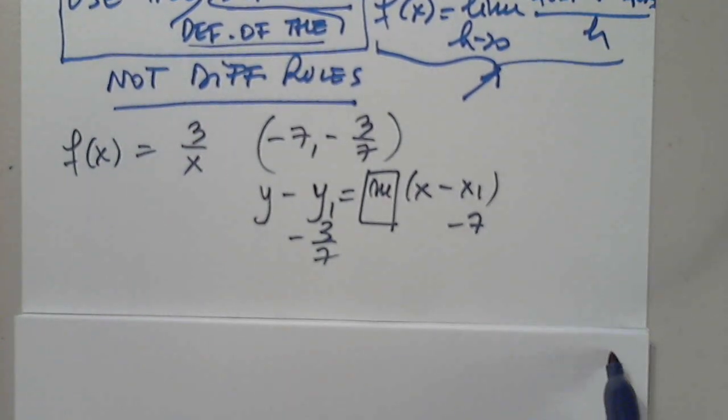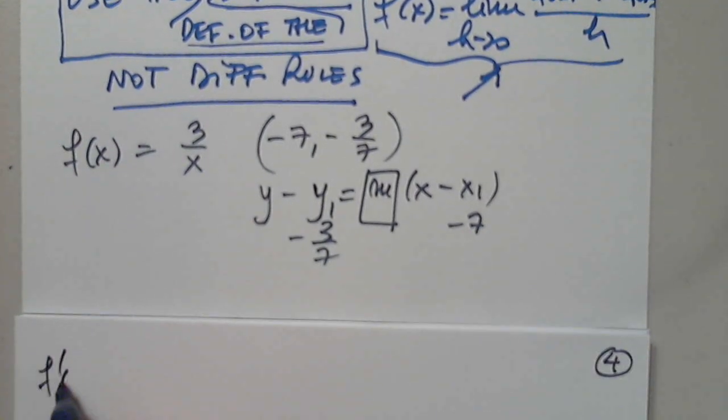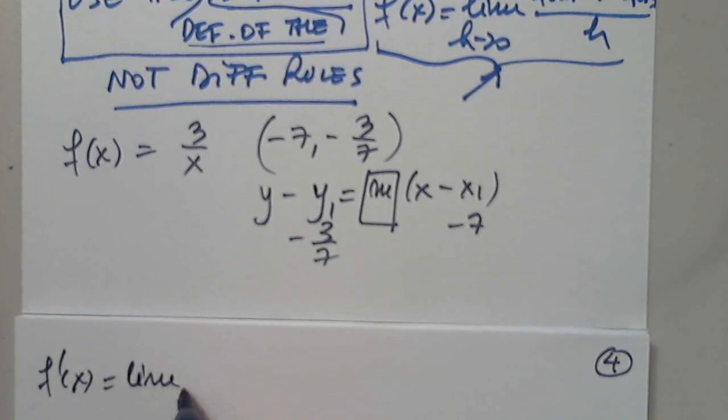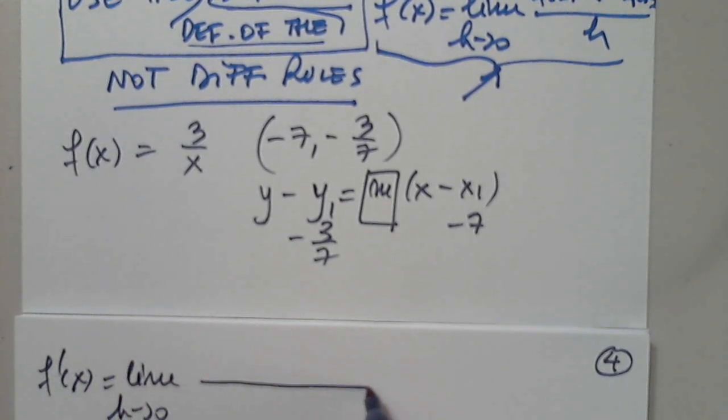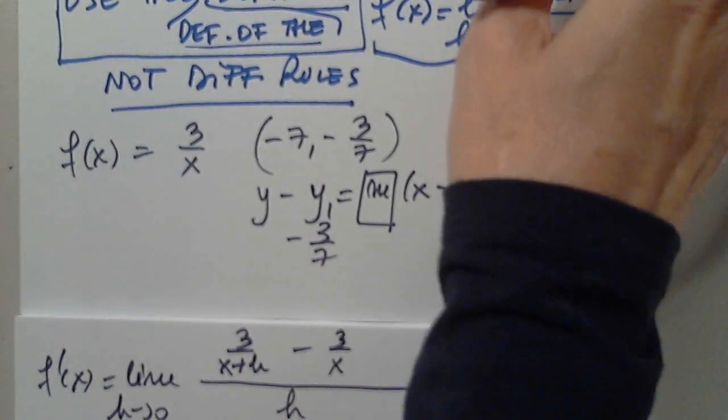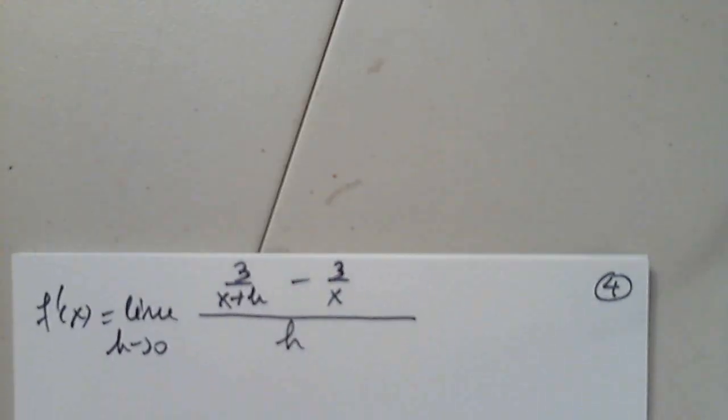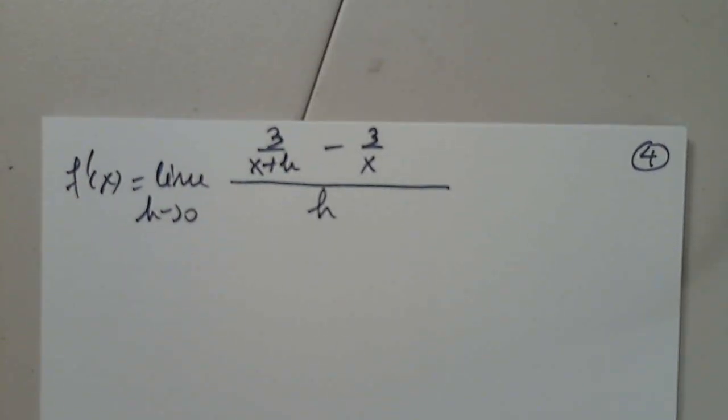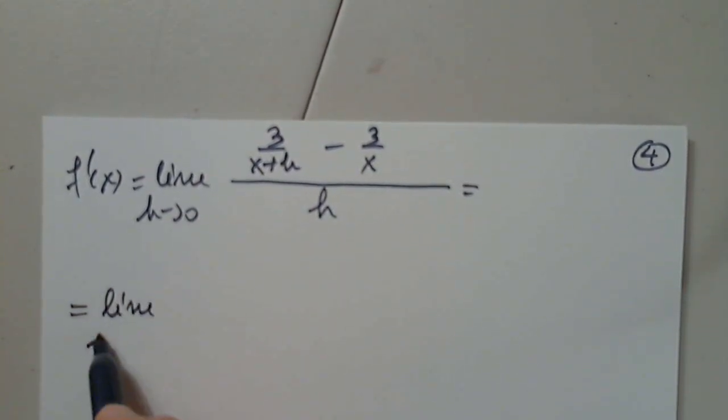So f prime of x equals the limit as h approaches 0 of f of x plus h, which is 3 over x plus h, minus 3 over x, divided by h. Is this okay so far? Yes, this is what I get confused on. So at this point, we have to find the least common denominator.